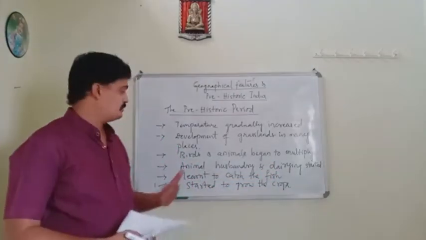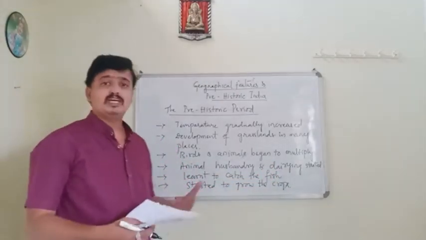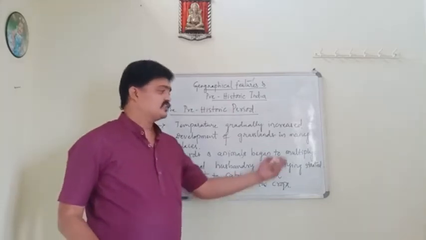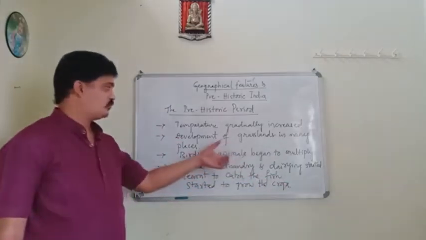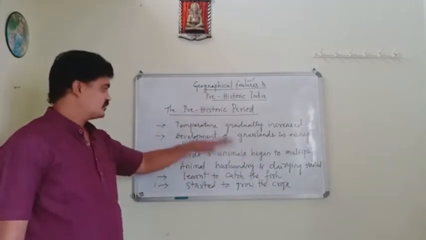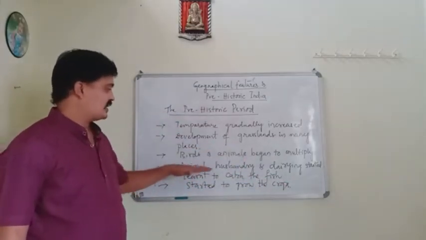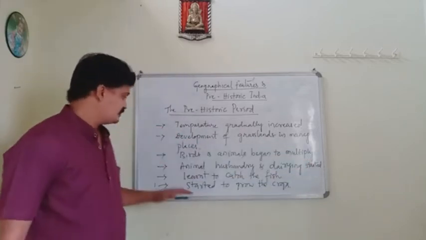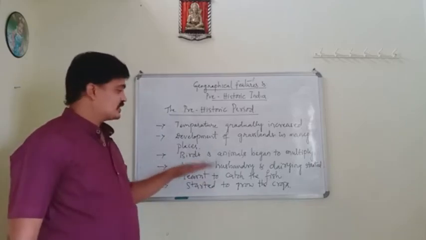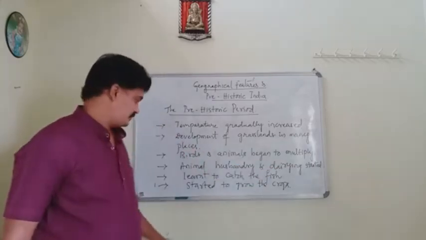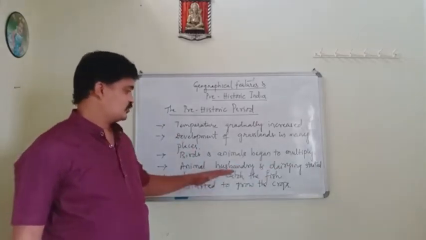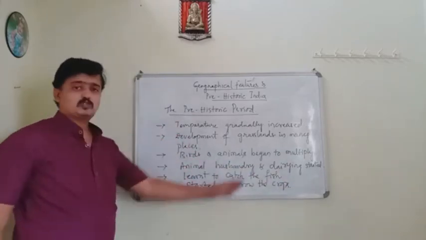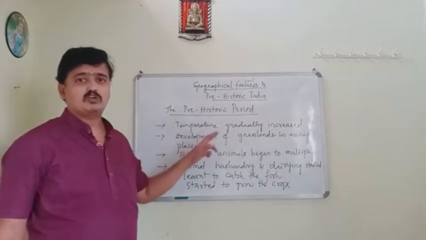It means the number of birds and animals also increased, and animal husbandry and dairying started here. Before this they indulged in hunting, and after that they got involved in animal husbandry and dairying. They also learned to catch fish and started to grow crops. So these are the changeovers that took place in the Earth's environment.